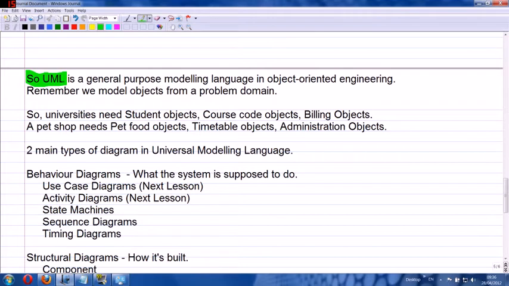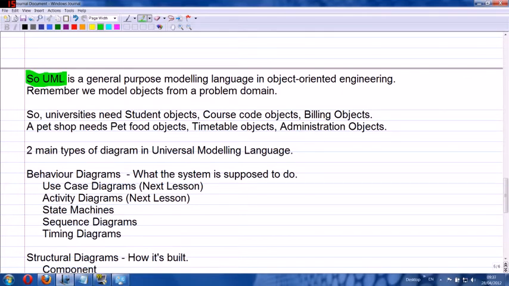We model objects from a problem domain. If we've got that domain, it's best to think of it as a place. There are going to be problems in there, because we don't know how to model it. So with a university, we're going to have loads of problems. Student, course code, billing, all these objects cause problems, and it's all to do with that one domain, that one place.